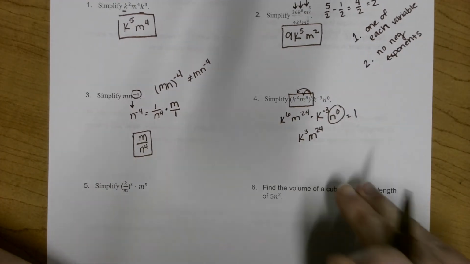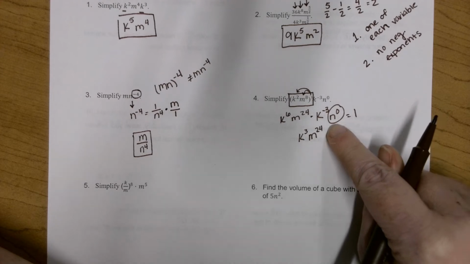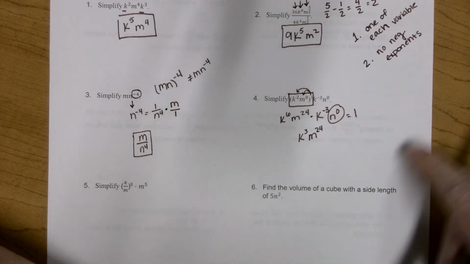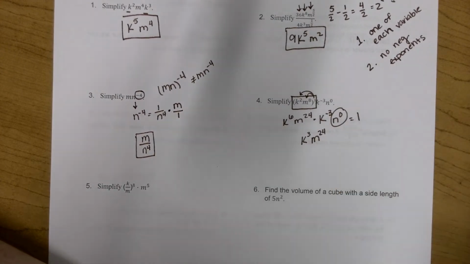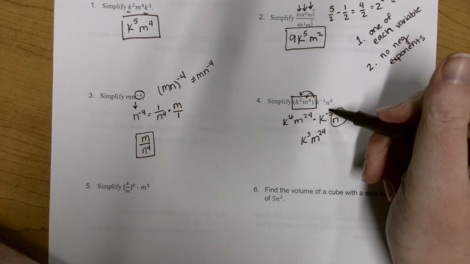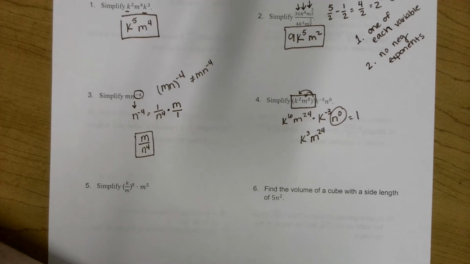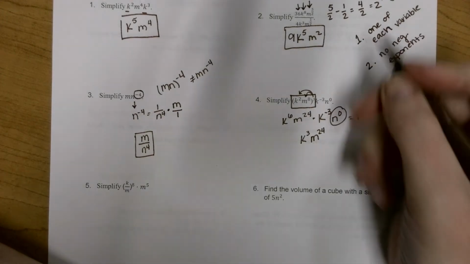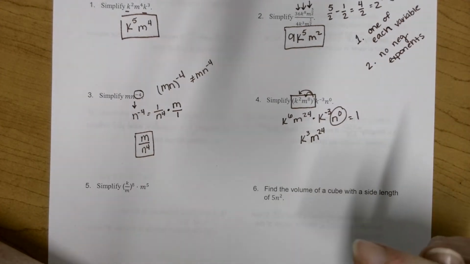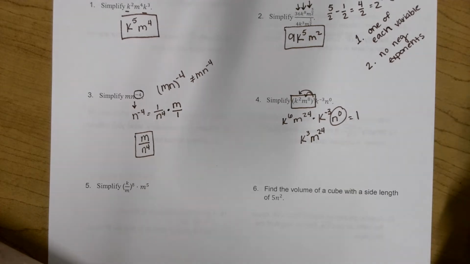Now, that 0th power, again, only applies to the n. So only n is equal to 1, not the entire problem. If I wanted the entire problem to be equal to 1, I would have put parentheses around the entire problem and had everything in parentheses to the 0th power. So it's just the n. So n to the 0 is equal to 1.